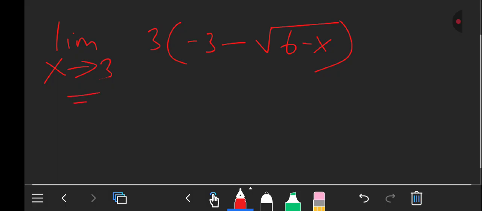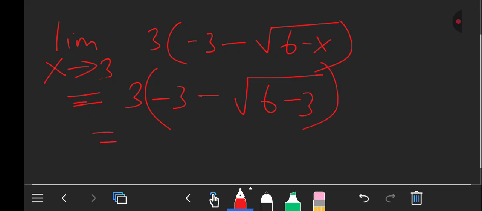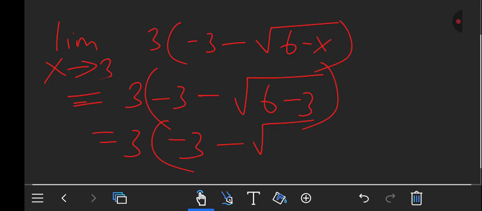So I'll just say equal to 3 open brackets negative 3 minus the square root of 6, where there is x, I'll substitute now 3. Okay, so I'm going to remain with 3 open bracket negative 3 minus 6 minus 3, so I'm going to remain with 3 in brackets. 6 minus 3, so I'm going to remain with 3.